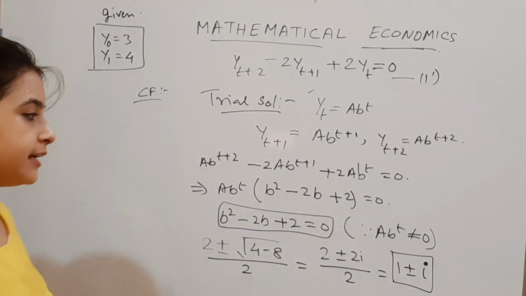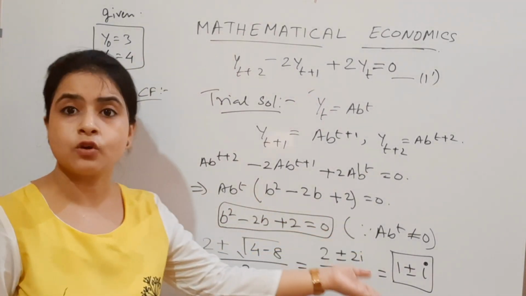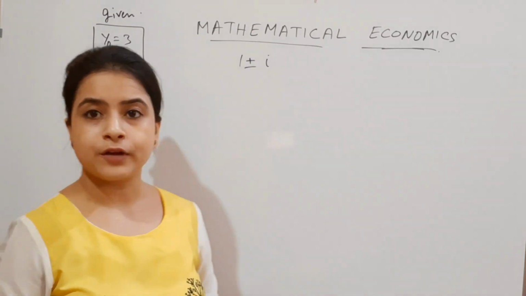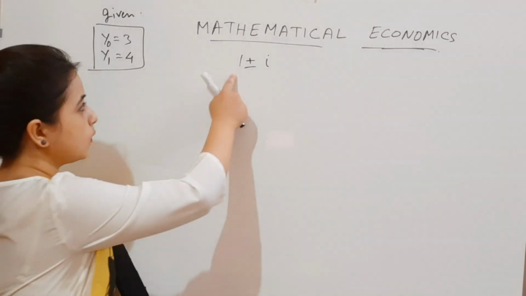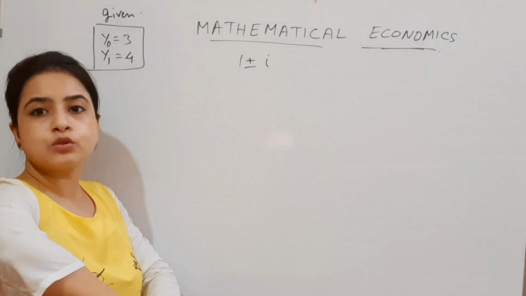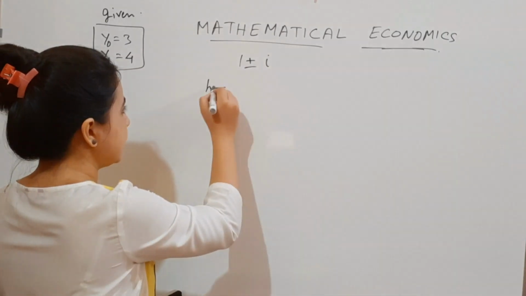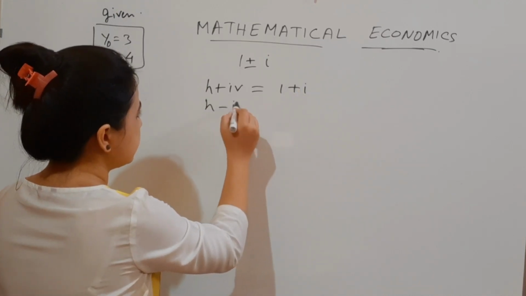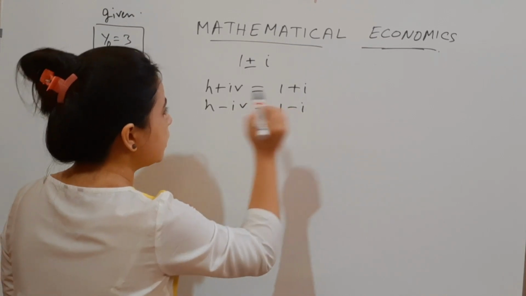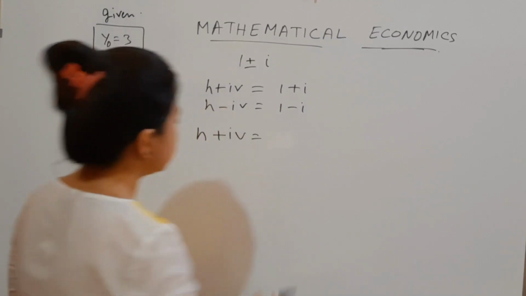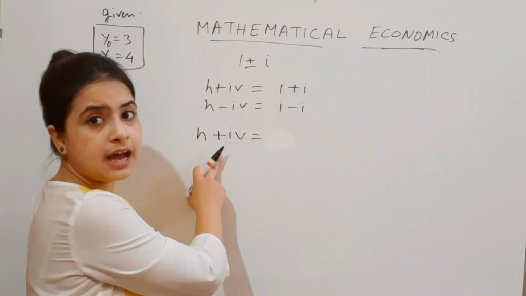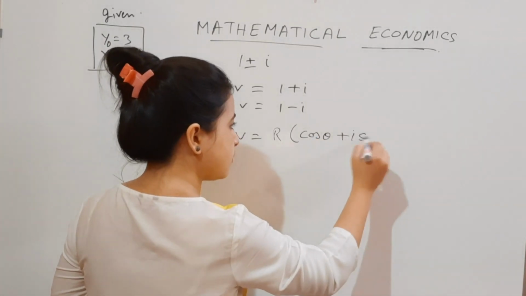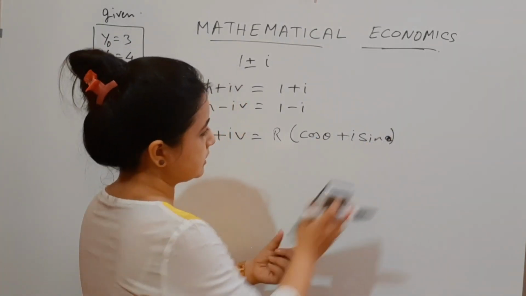Okay, so let's move further and solve this complementary function. Till now we don't have the complementary solution; we have to find it out. So this is our solution that we got, 1 plus minus i. I am going to divide it into two parts. We can take h plus iv as one part, that will be 1 plus i, and the second part will be h minus iv, that means 1 minus i. Now one thing you have to remember is that h plus iv is equal to r, and in brackets we have cos theta plus i sin theta.